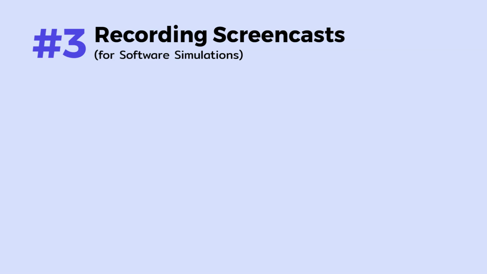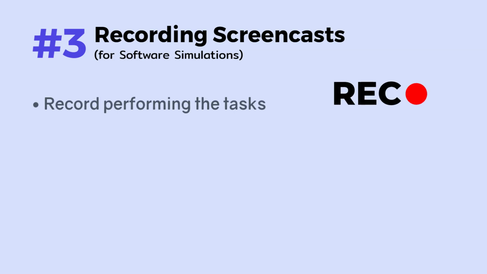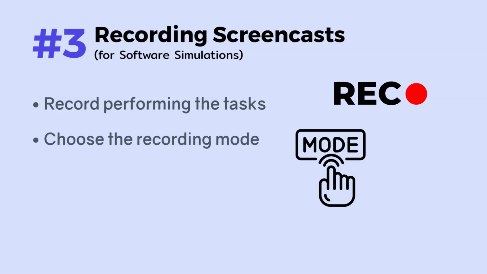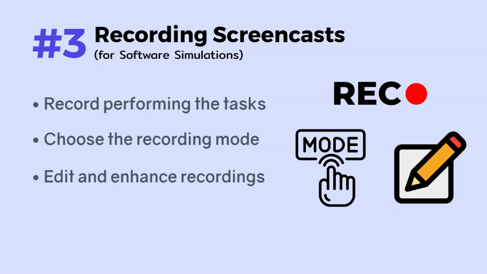The third step, in case you are going for software simulations, is recording screencasts. As before, it too has 3 sub-steps. 1. Using Storyline's screen recording tool to record yourself performing the tasks you want your learners to practice. 2. Choosing the recording mode by selecting from try mode, view mode, and test mode based on how much interactivity you want within the recording. 3. Editing and enhancing your recordings by cleaning them up, adding annotations, or highlighting important areas.